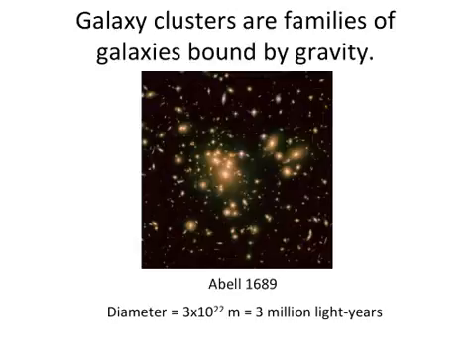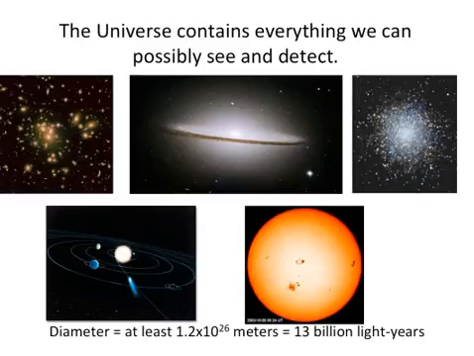And this galaxy cluster is 3 million light years across. So the big galaxies here are 100,000 light years across, and this entire thing is 30 times bigger than that, 3 million light years across. And that's about 10 to the 22 meters.